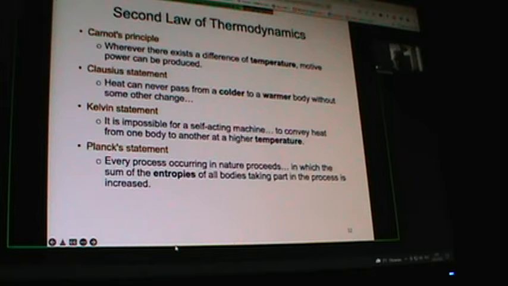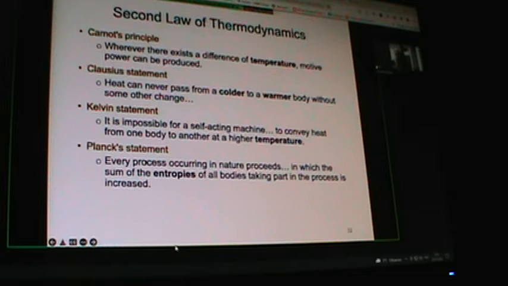They all involve temperature, colder, warmer, things like that. But if we're talking about zero-point energy, we believe that zero-point energy can exist in the absence of temperature. It can exist when you go all the way down to very low temperatures. And therefore, let's use a statement of the second law that does not involve temperature, and that's Planck's statement.